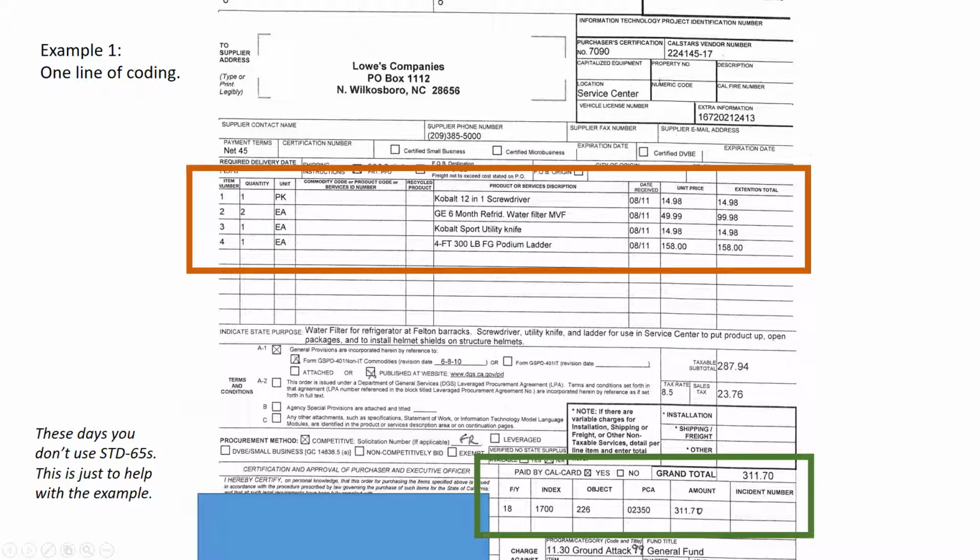I'll be borrowing an example from someone's trip to Lowe's, as seen here on the Standard 65 they made. Mainly, I'm concerned with the green box, but note that even though the 4 items purchased, seen in the orange box, have different itemization and would have different category codes, they are all being charged to the same budget. They all have the same object code. I'll only use one line of chart fields coding for the whole purchase.